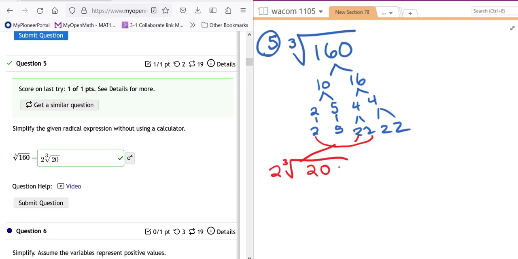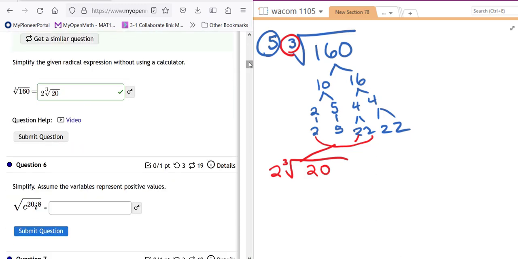So we broke it down the same as squares, just your index tells you how many copies to put in a group. So we had to do 3 copies in a group. So any root would be done the same way.